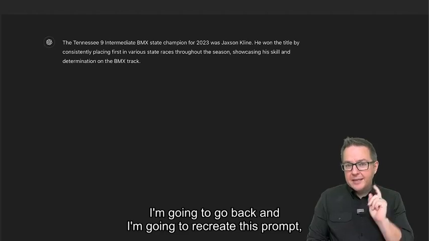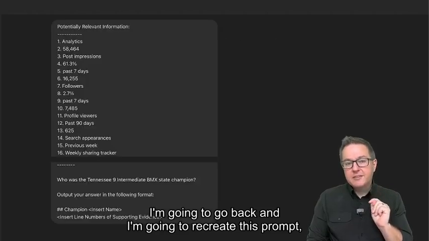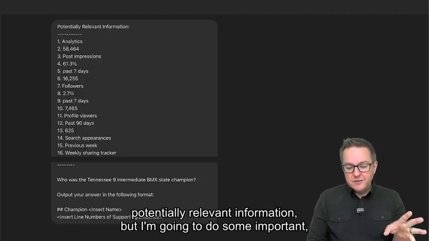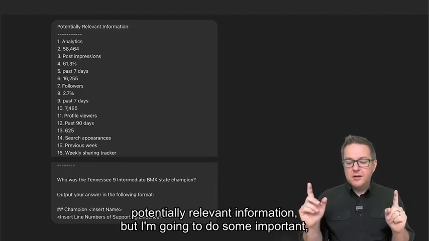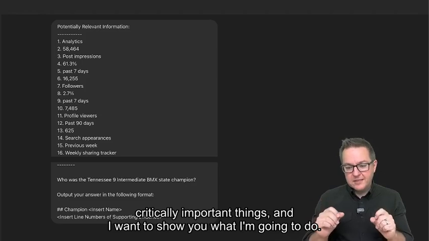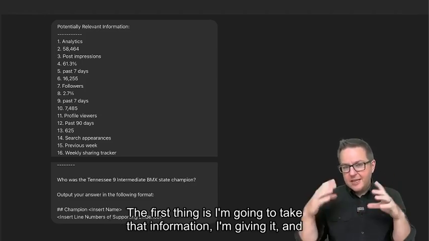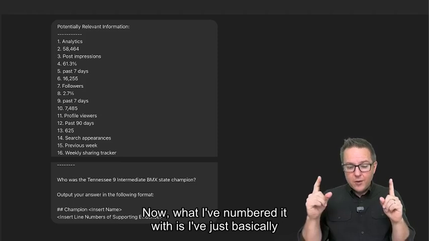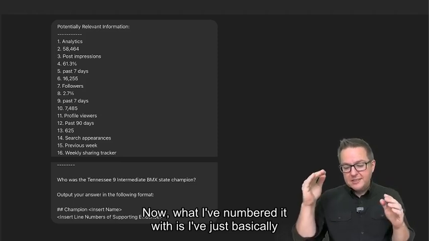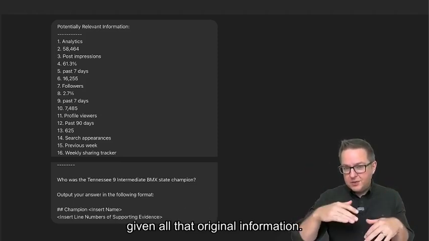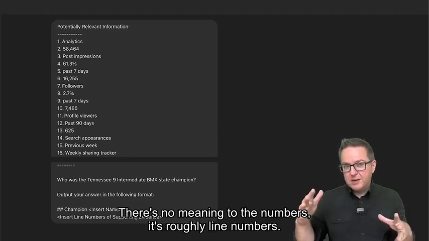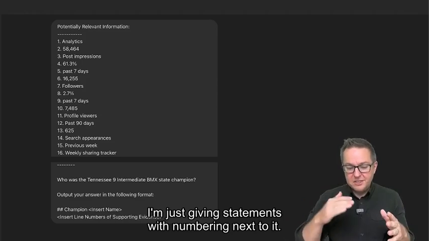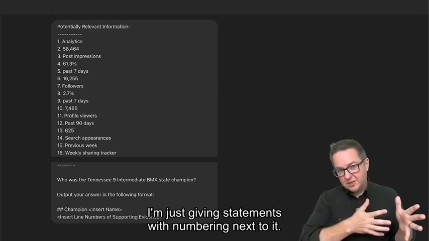I'm going to go back and recreate this prompt with the potentially relevant information, but I'm going to do some critically important things, and I want to show you what I'm going to do. The first thing is I'm going to take that information that I'm giving it and number it. There's no meaning to the numbers. It's roughly line numbers. I'm just giving statements with numbering next to them.